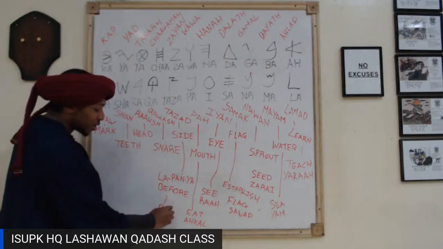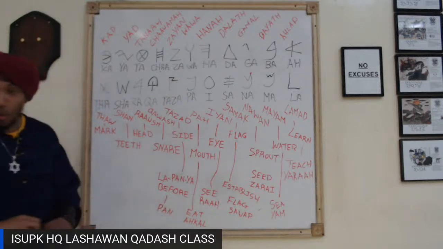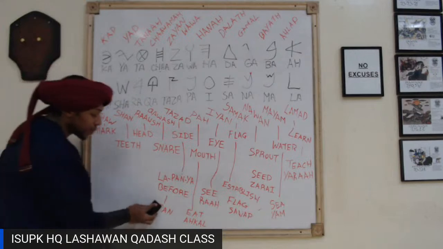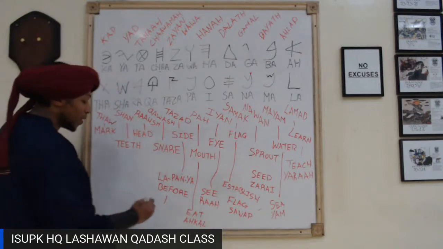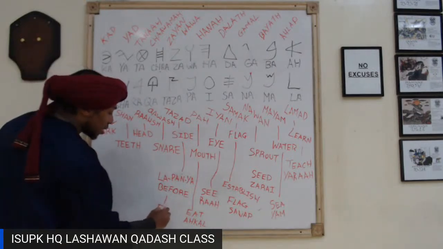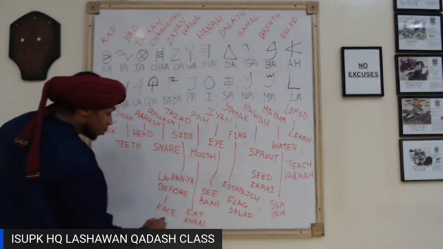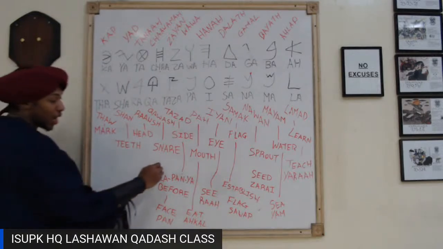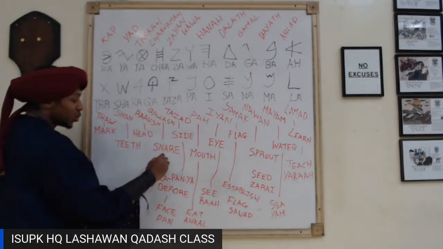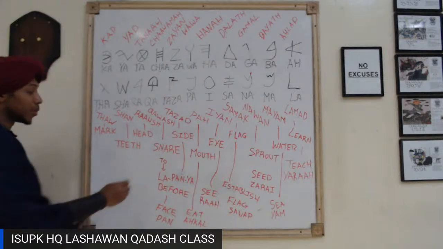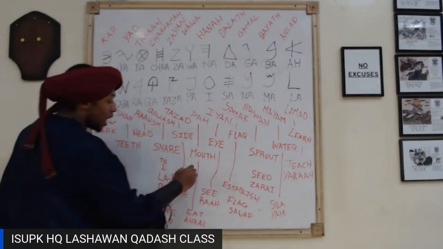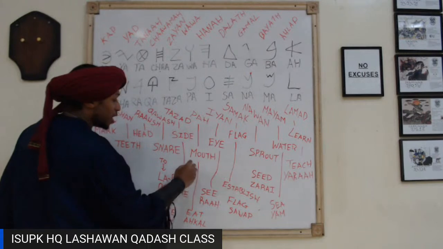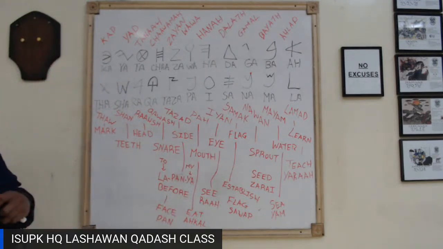Pan is face. Let me put face first, right? Face, then pan, right? English first. Face is pan, right? La right here. La is to, right? Ya right here. This ya right here means my, right?